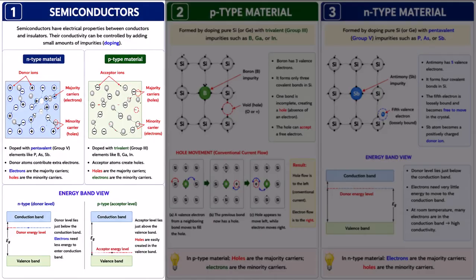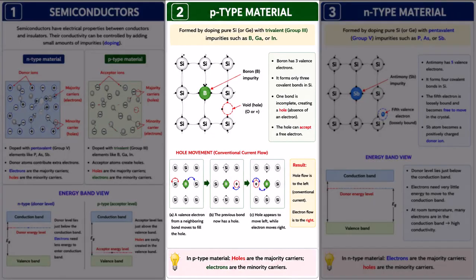This process is called doping. The added element is called an impurity. Here, impurity does not mean dirt or unwanted material. It means a carefully selected atom added to change the electrical properties of the semiconductor. There are 2 important types of doped semiconductors. They are P-type material and N-type material.